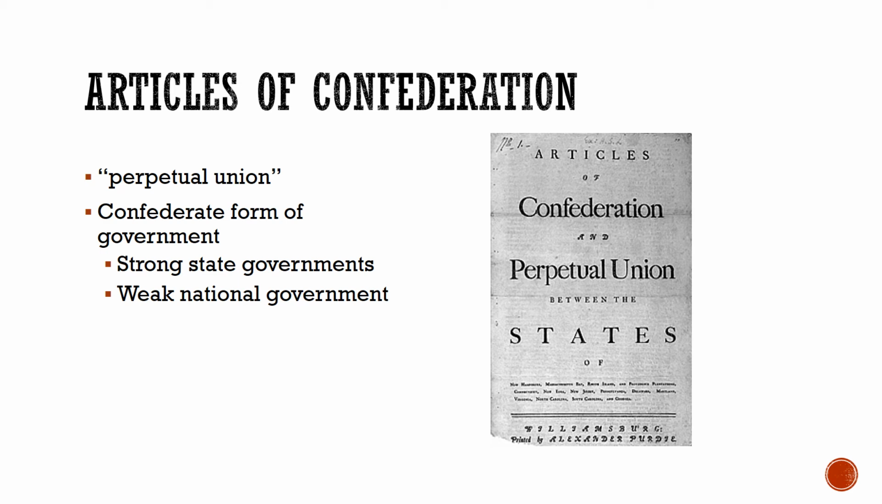So each of these states has agreed to form what is essentially a permanent alliance, because a confederate form of government involves incredibly strong state governments and weak national government holding everything together. In our next topic, we'll go into a little more detail about how and why this is problematic.